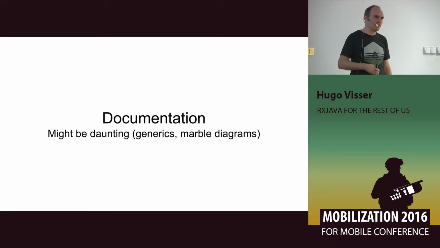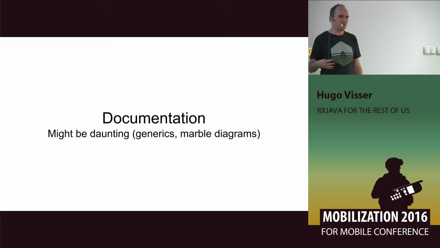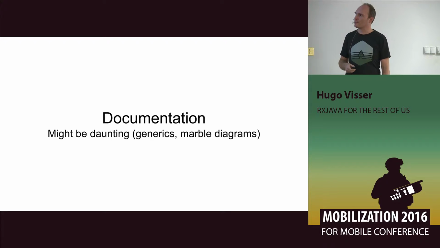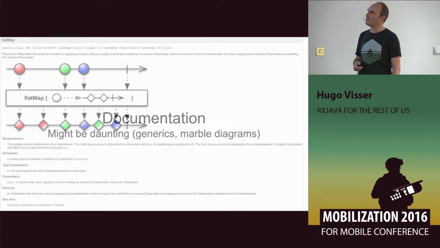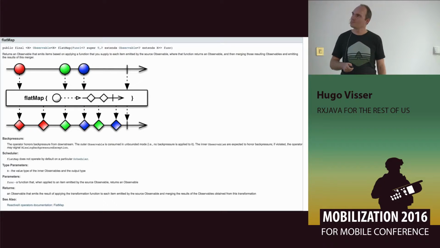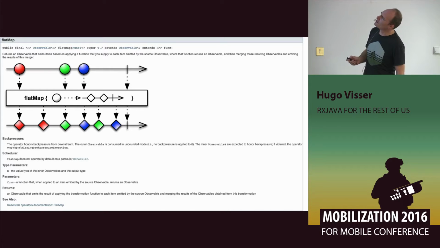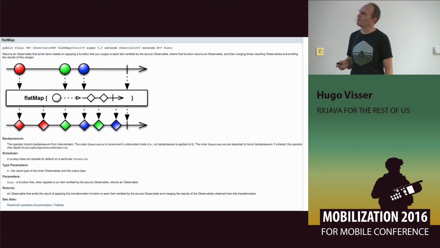And another thing that makes RxJava maybe a little bit hard to learn is the documentation. There's actually pretty good documentation, but it might be very daunting to understand if you see it for the first time. So this is an example of the Javadoc. Let me see. Well, I hope you can see it. There's a lot of generics. It's already a little weird.